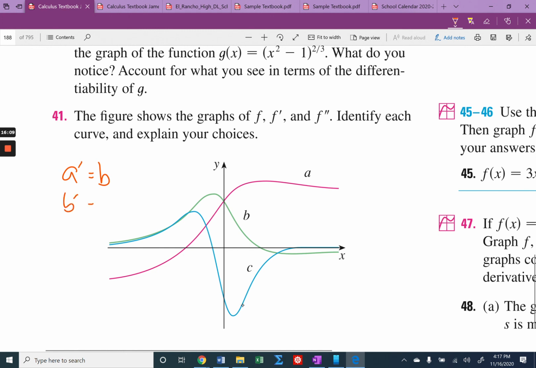But that means B prime is A double prime, so that should be enough for you to determine which one's f, f prime, and f double prime. Make sure you include reasoning with your work or it is incomplete.